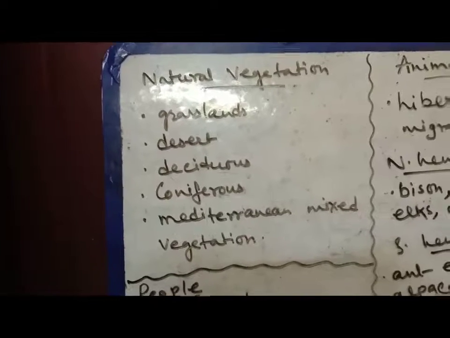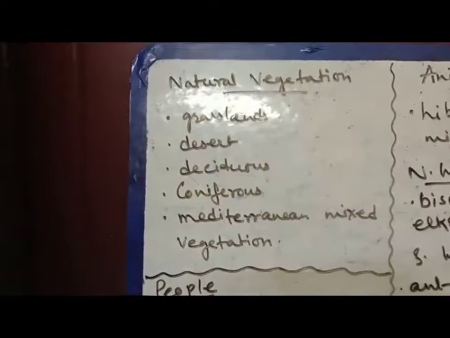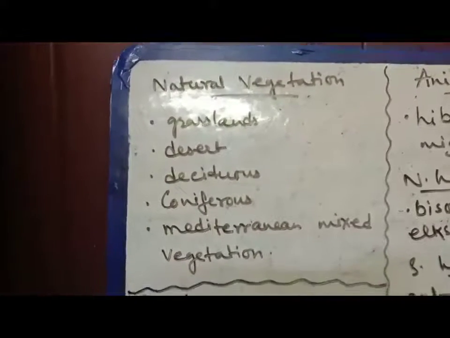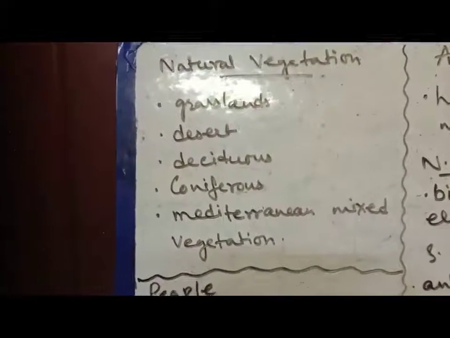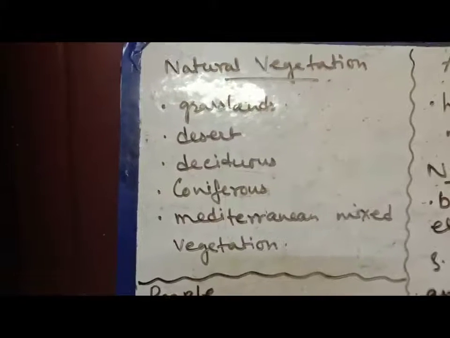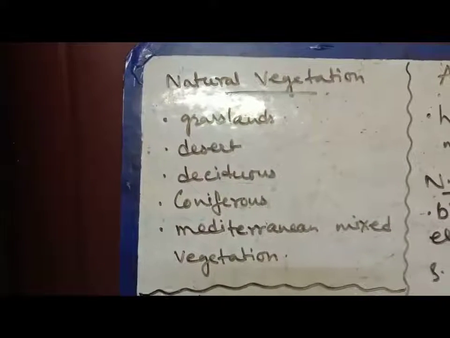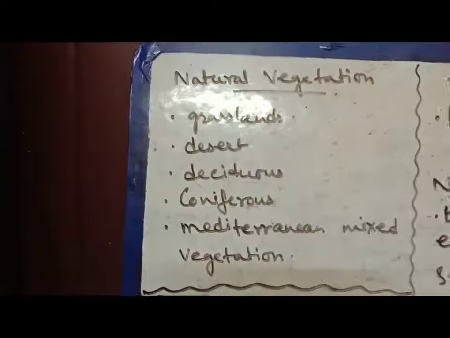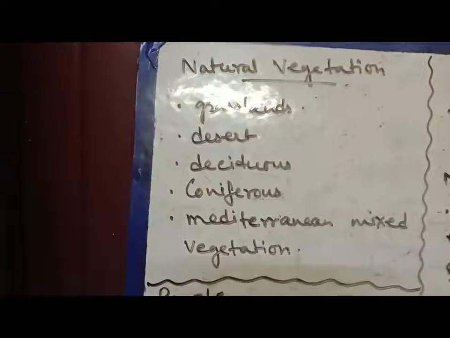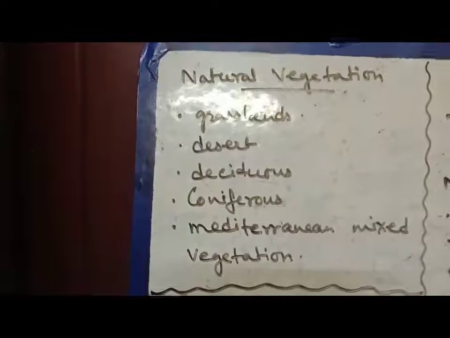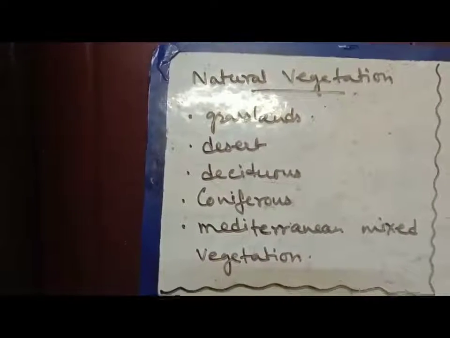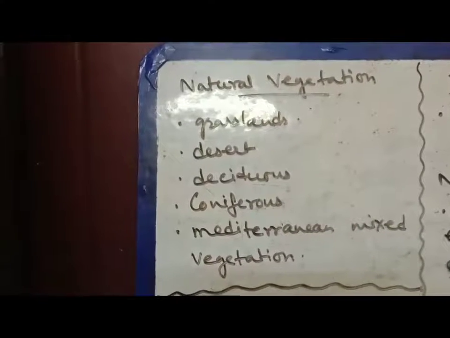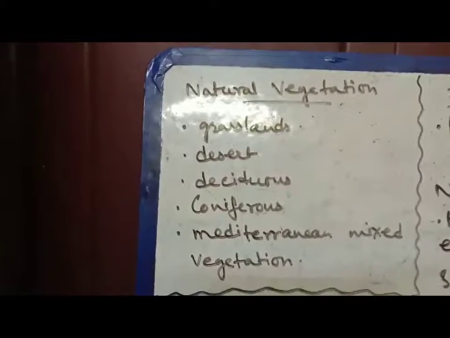I will be telling about the natural vegetation of the temperate zone. The first point I have written here is grassland. By this point you can understand that the temperate zone is very famous for grasslands. Here we can get grasslands and many acacia trees. Acacia trees are trees which have thorns.